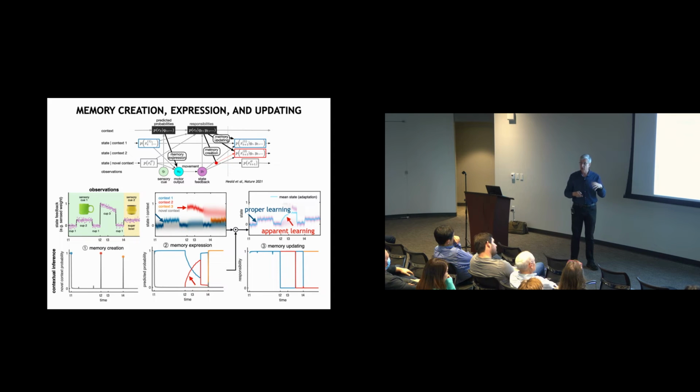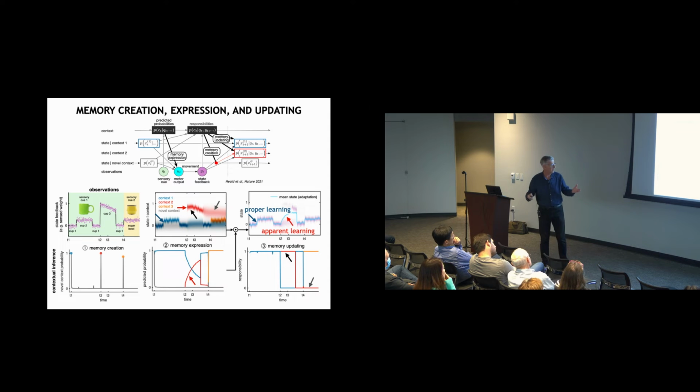And then you're going to update your memories in proportion to that. So for example, when the red responsibility is very high, you're going to faithfully track here. But when the responsibility is low, the red's going to diffuse out. As you're not observing that object, your belief about it will diffuse out over time. Okay? So we're dealing here with memory creation, memory expression, and memory updating.